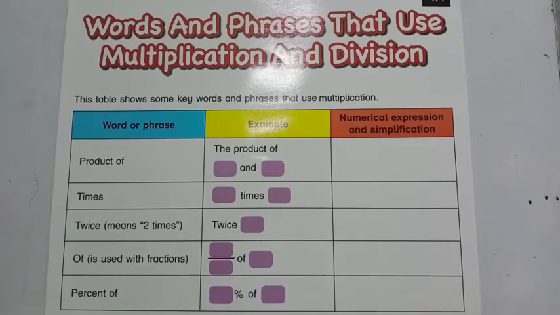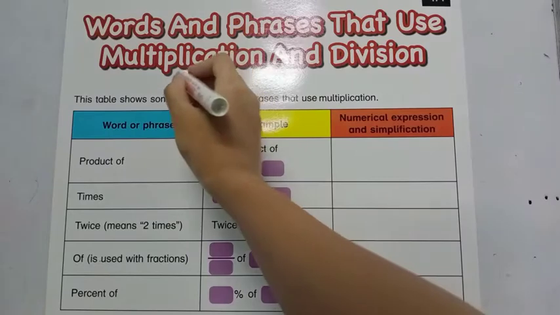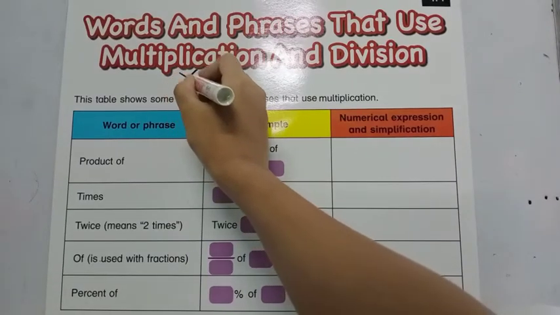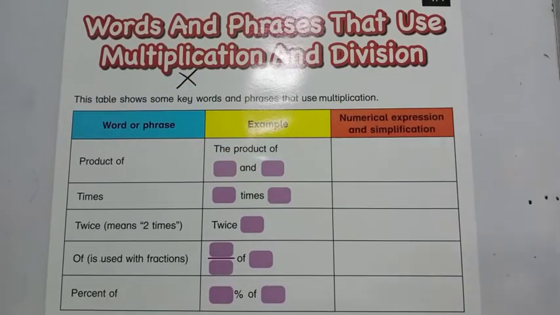Grade 6. Now we will continue our lesson. So we will learn about integers, and in this chapter we will discuss words and phrases that use multiplication and division. As you know, multiplication has a symbol like this, and division has a symbol like this.